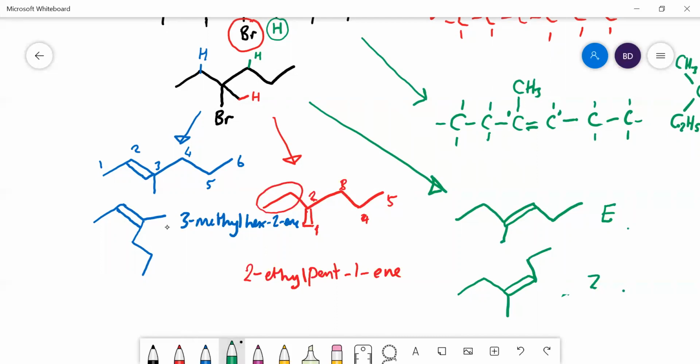Whereas this one, okay, this is 1, 2, 3, 4, 5, 6. This is 3-methylhex-3-ene. Okay, so a variety of different compounds there and different stereoisomers. All pretty complicated. We've got a lot of different isomers being produced from one starting material.